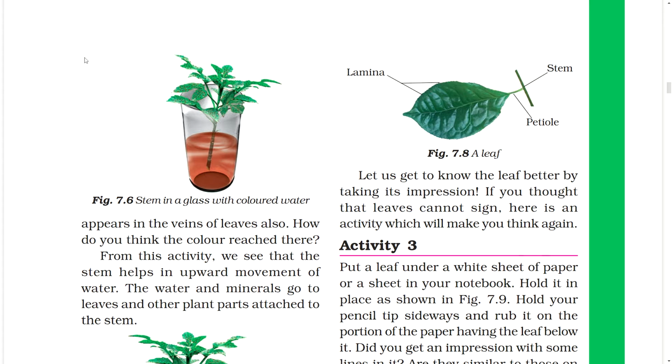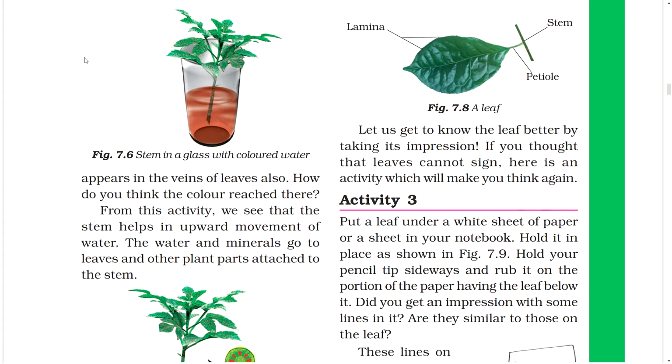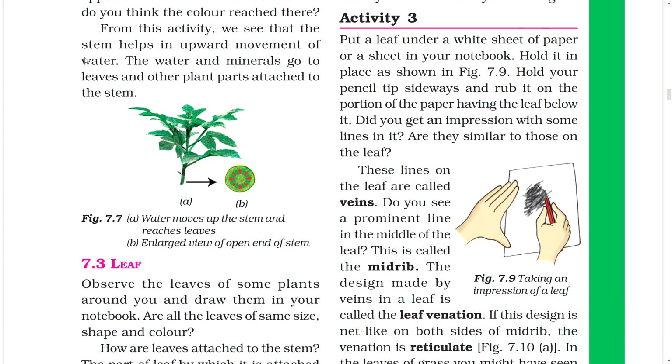From the activity we see that the stem helps in upward movement of water. The water and minerals go to leaves and other plant parts attached to the stem. Figure A. Water moves up the stem and reaches leaves. B. Enlarged view of open end of stem.